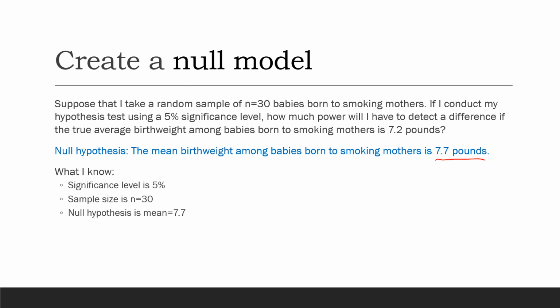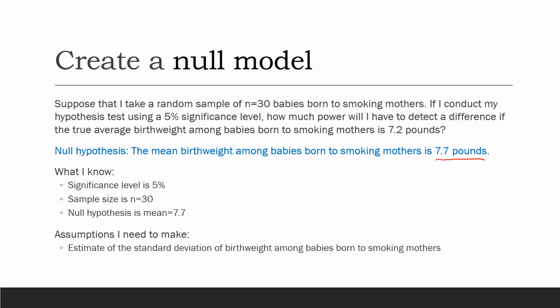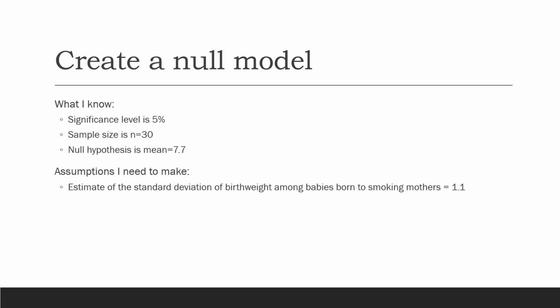Something I don't know, but I'm going to need to make an assumption about, is the standard deviation of birth weight among babies born to smoking mothers. Now, I do know that in the general population, the population standard deviation is 1.1. Since I don't have any better information, I'm going to assume that that's the case among smoking mothers also. So now I have the assumptions that I need, and I'm going to use this to create a null model.